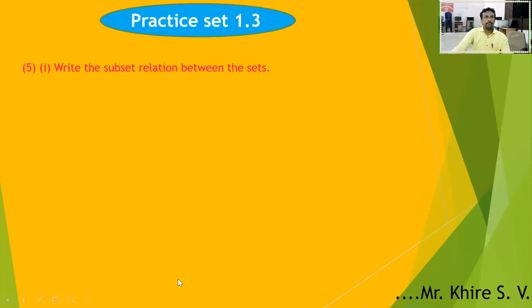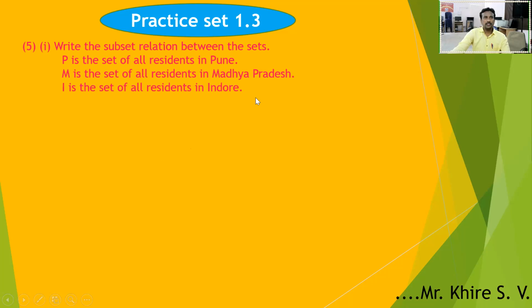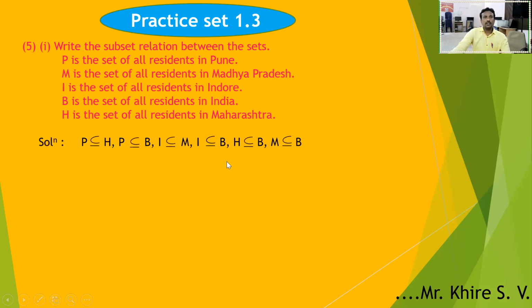Okay. Next is write the subset relation between the sets. P is the set of all residents in Pune. M is the set of all residents in Madhya Pradesh. I is the set of all residents in Indore. B is the set of all residents in India. H is the set of all residents in Maharashtra. Now, the solution: write the subset relation between all these. P is Pune, M is Madhya Pradesh, I is Indore, B is India, H is Maharashtra.